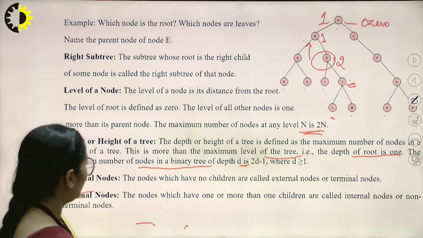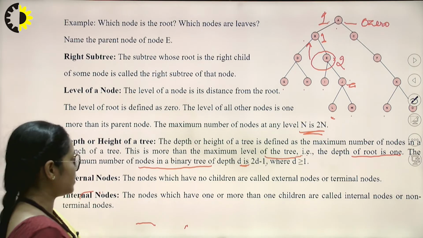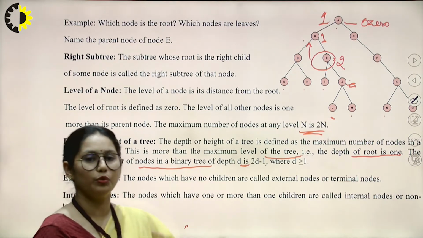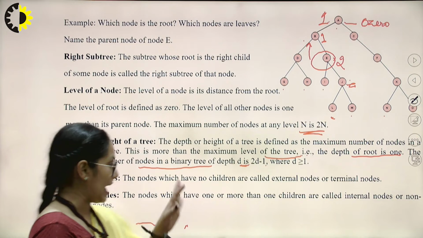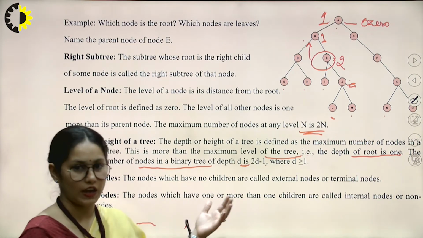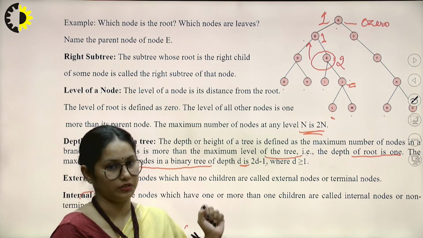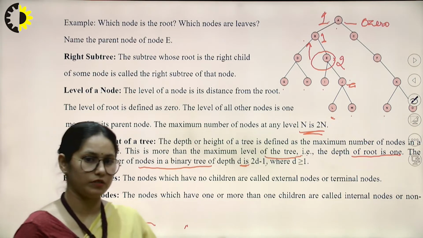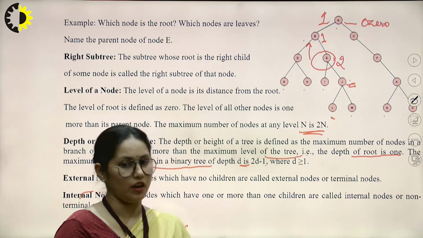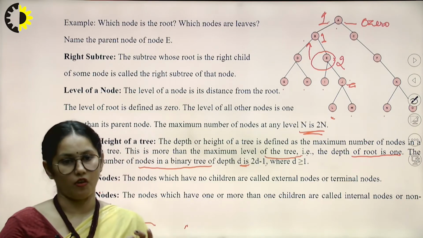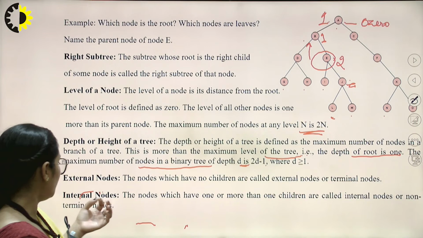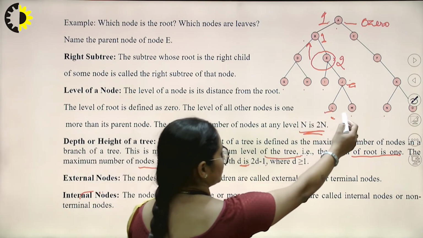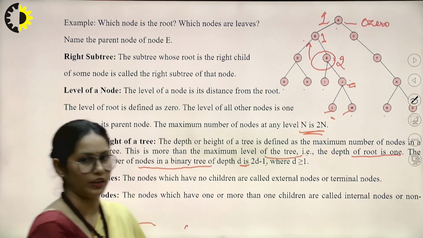Okay. Now, next is external nodes. What are external nodes? The nodes which have no children, which are also known as terminal nodes. So, do remember, if you have to find out the external nodes, the nodes which are having no children are also known as external nodes or terminal nodes. These are the external nodes here. These nodes are not having any kind of children.